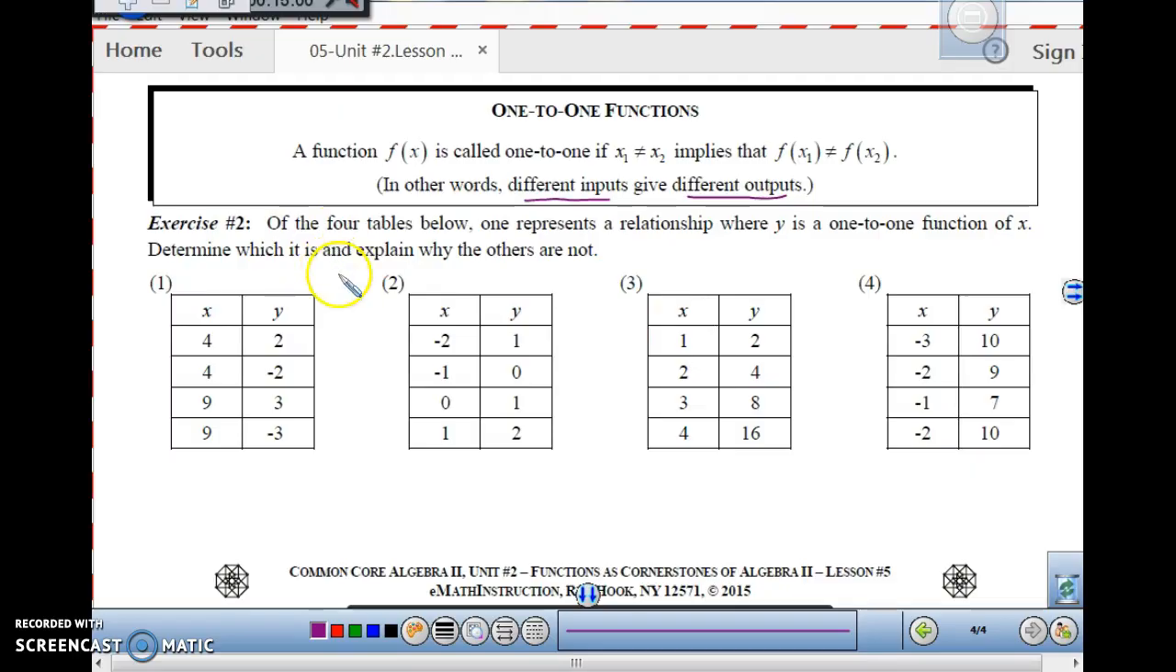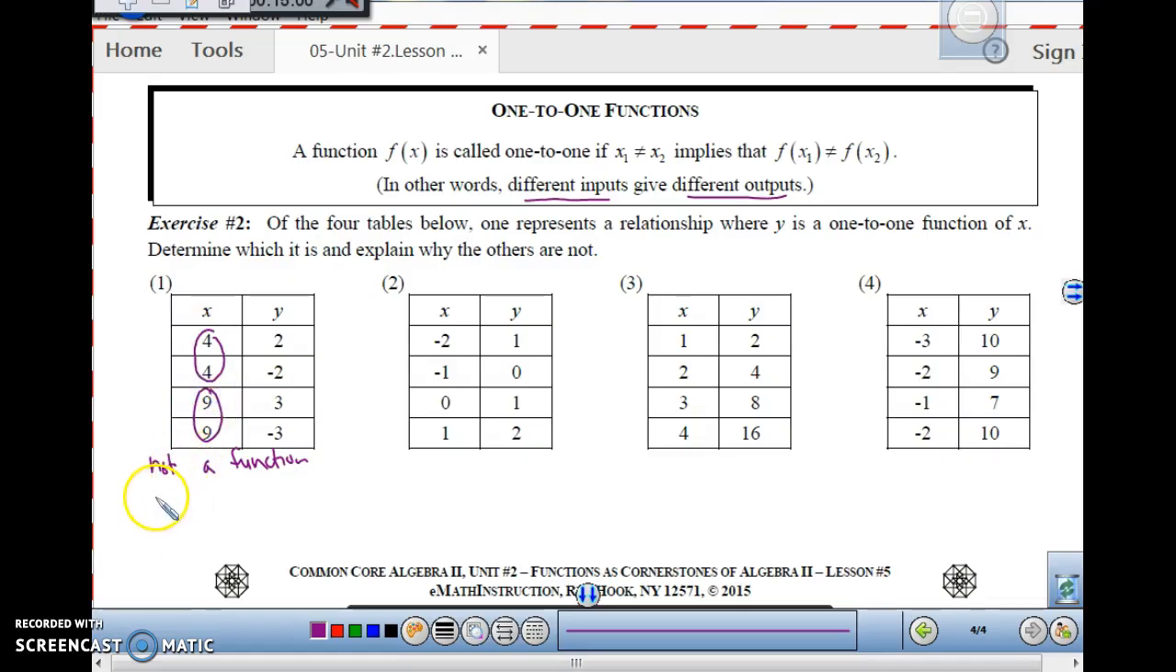So let's see if we can pick out the one-to-one function. Of the four tables below, one represents a relationship where y is a one-to-one function of x. Determine which it is and explain why the others are not. Okay, so in order to be a one-to-one function, first of all, it has to be a function. Is number 1 a function? No, it's not a function. It is not a function because the x values repeat.